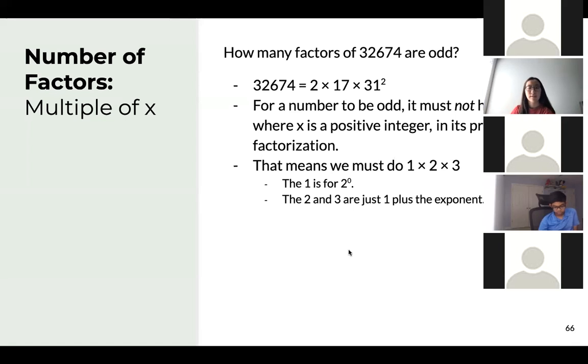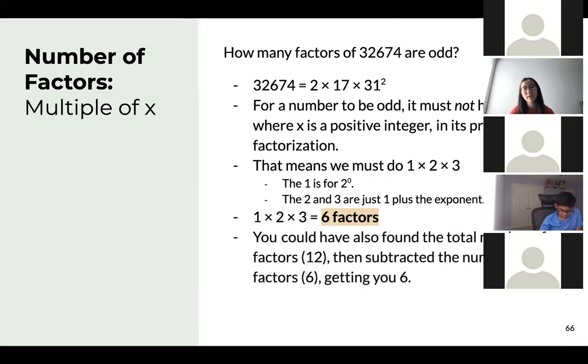And then for the exponent over 17 and the exponent over 32, we just do 1 plus the exponent like normal. 2 is the special one here because we're trying to find only the odd ones, and so it cannot have a 2. It cannot have 2 to the 1st power in there. So then our answer is 6 factors here.